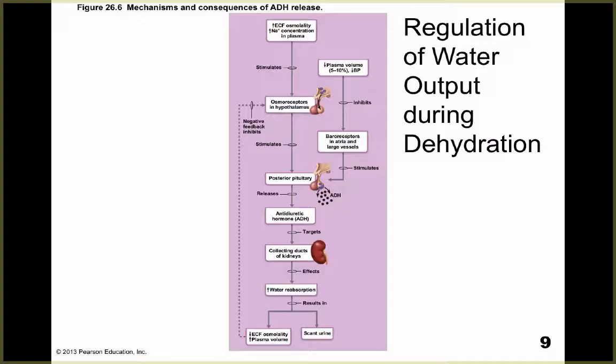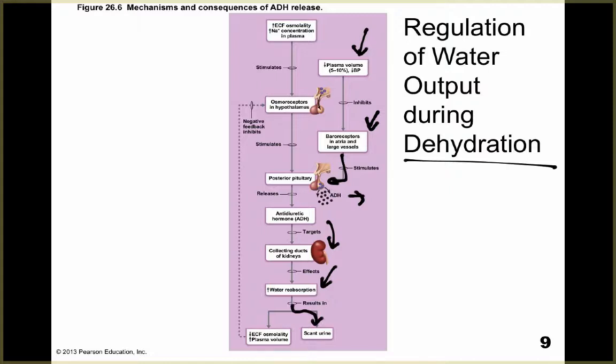Now, what happens when you're dehydrated and your body doesn't get the water it needs right away? Essentially, it needs to regulate how much water is coming out. Well, the two things that we noticed earlier are still in play. You have the decrease in the plasma volume, which decreases blood pressure. That is going to inhibit the baroreceptors in the atria and the large vessels, like before, and it stimulates the posterior pituitary gland to release antidiuretic hormone. What that does is it's targeted to the kidney, specifically the collecting ducts, and it's going to increase water absorption there.